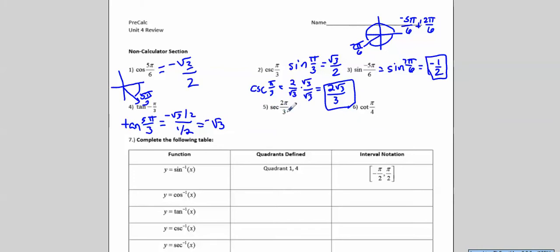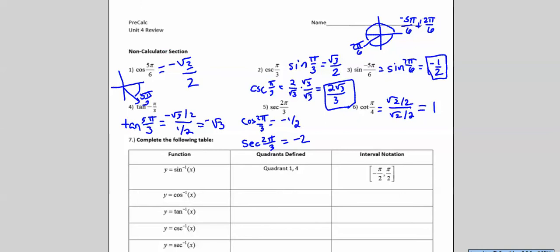Secant is the reciprocal of the cosine, so if I find that the cosine of 2 pi over 3 is equal to negative 1/2, then the secant is going to be the reciprocal of negative 1/2. So the secant of 2 pi over 3 is negative 2. And the cotangent is the x value over the y value. Your x value at pi over 4 is root 2 over 2, and your y value is also root 2 over 2. When you divide by the same number, you're going to get a final answer of 1.